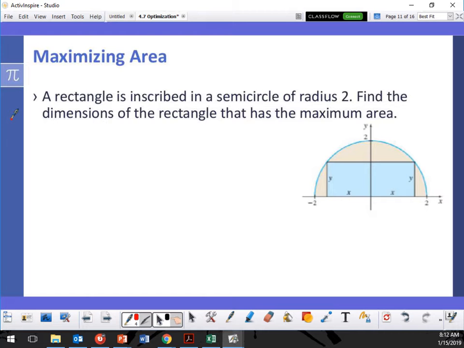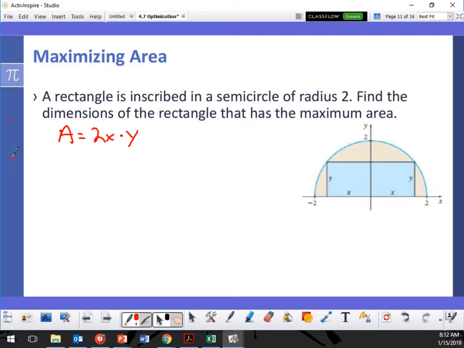So what would be the area of this? How would I find the area of that, shaded in blue? So, area is 2x times y, right? Okay.